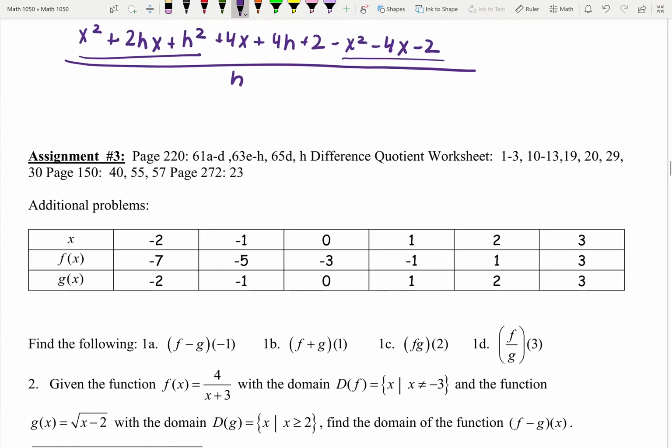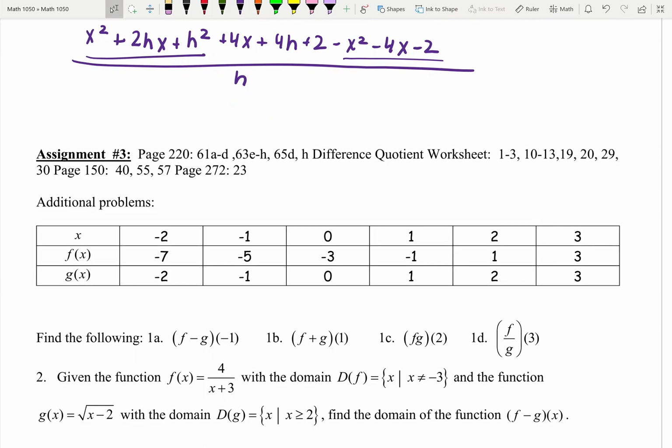I know that was long. I know it was kind of tough. You guys are awesome. You can do it. So here's your homework, just a clarification. It's page 220, those problems.